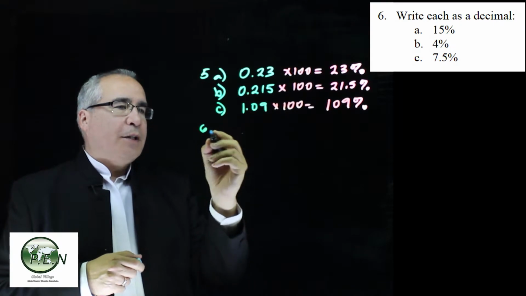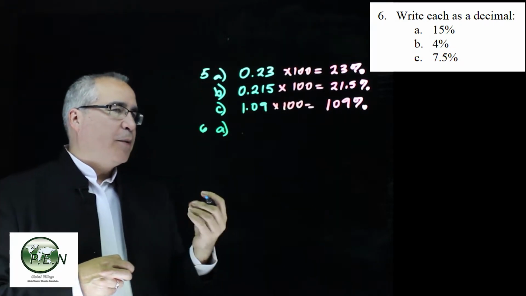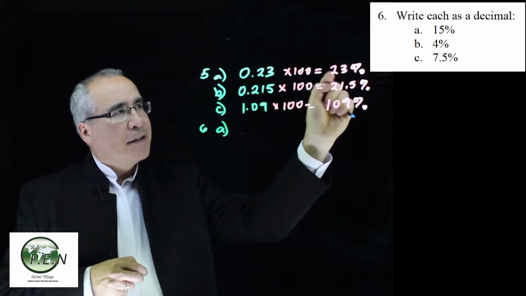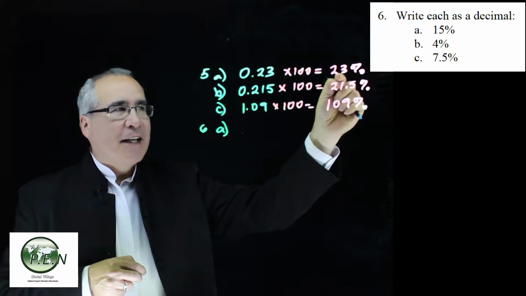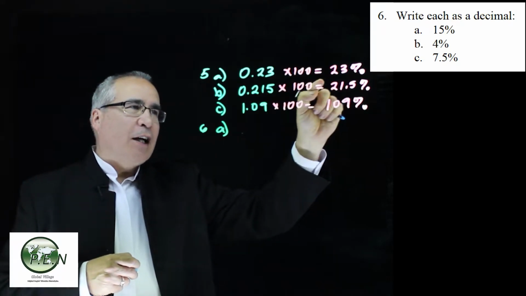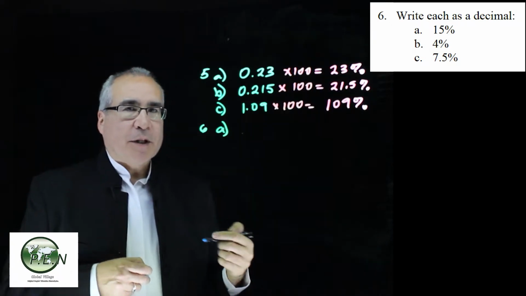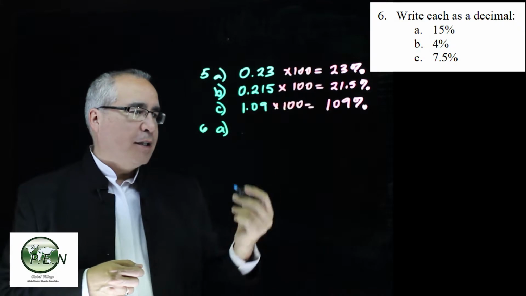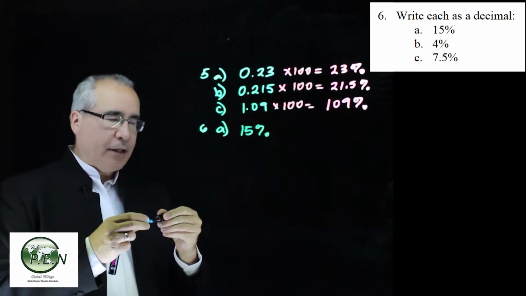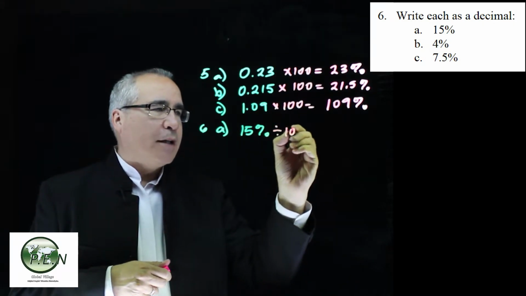For 6, we're going to change gears a little bit. We're given the percentage, and then we want to find the decimal. So we're starting on this side of the equal sign, and we're wanting to go back this way to get the decimal. So what's the opposite of multiplying by 100? Since we're going the other direction, we're simply going to divide by 100. So to take 15%, to turn it to a decimal, we have to divide by 100.